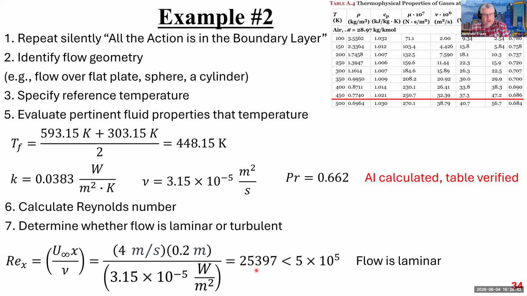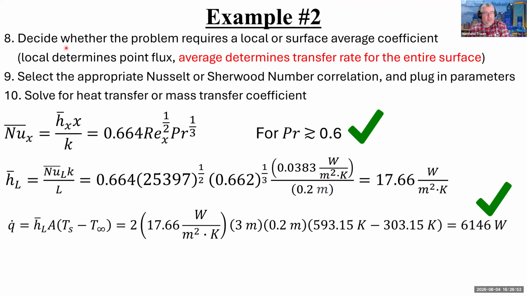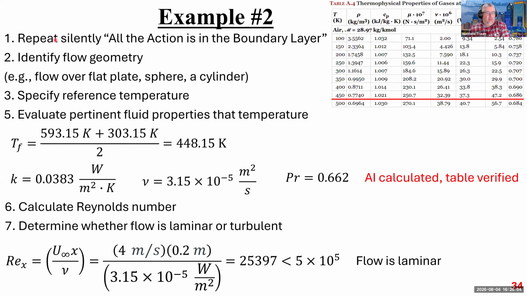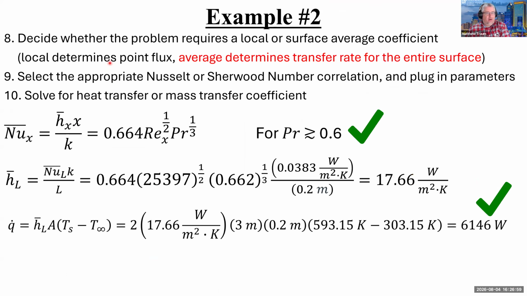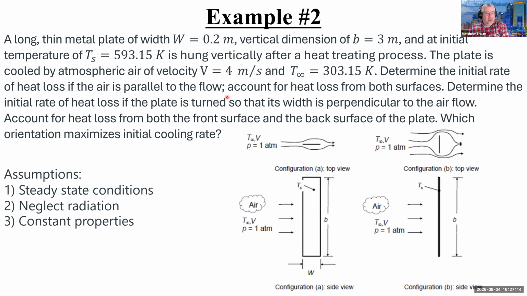So 25,000, right? 397 is what I get. That is less than 5 times 10 to the 5th. So this is laminar flow. All right. So knowing that we have a laminar Reynolds number, we have flow over flat plate, we are going to choose the Nusselt number correlation associated with an average over the entire surface, right? So average determines heat transfer rate for the entire surface. That's what we want because we're interested in initial heat rate for the whole plate.